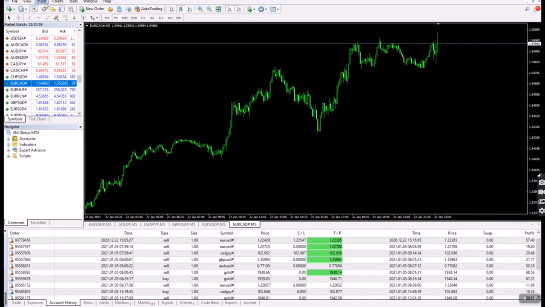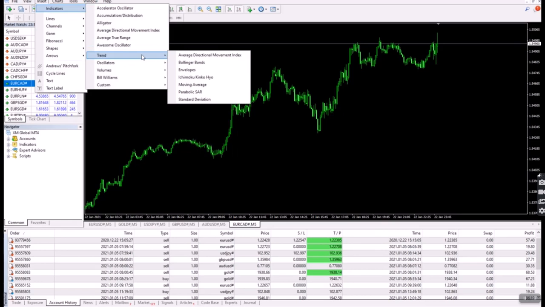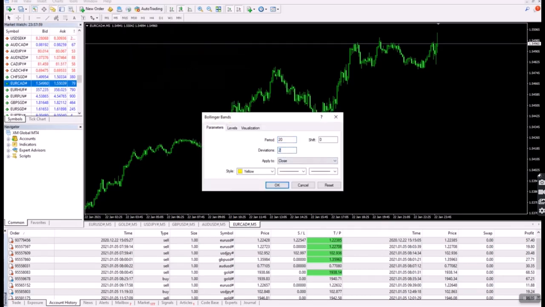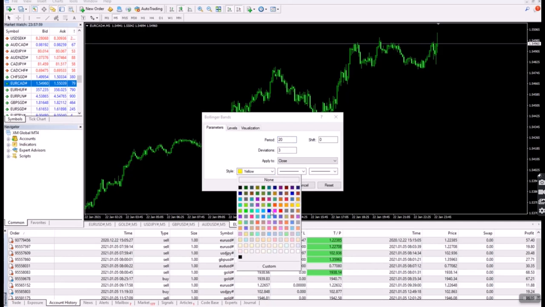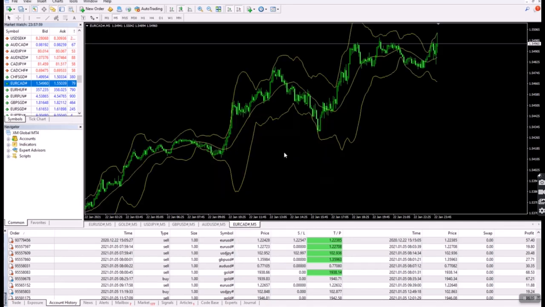Under insert indicators, look for Bollinger Band under trend. The default that you are looking at is 20 and 2. I want you to change the deviation to 3. Level and visualization, just keep it the same. Style and color, you can change the color yourself, but in this instance, you'll just use a yellow one.